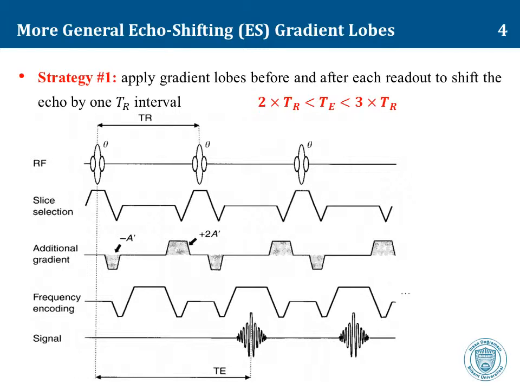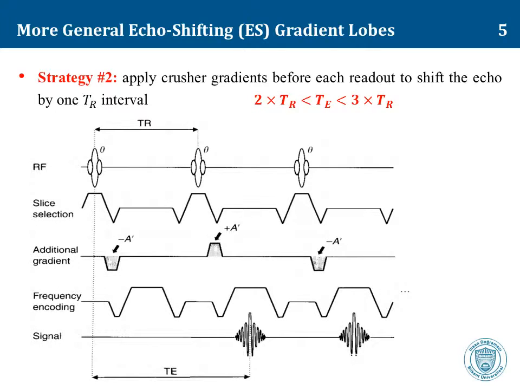Now, three examples of design strategies will be shown. One strategy to shift the echo by 1 TR interval is to apply gradient lobes of area minus A' and 2A' before and after each readout, respectively, as shown in this figure. In this figure, A' denotes an arbitrary gradient area that is sufficiently large to spoil the transverse magnetization. It's not necessarily equal to A, shown in the previous figure.